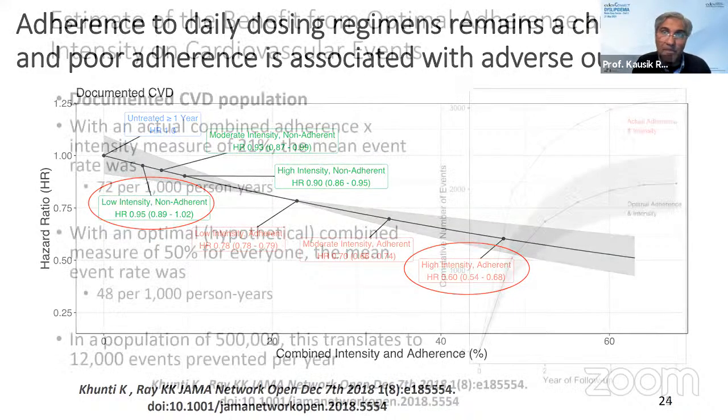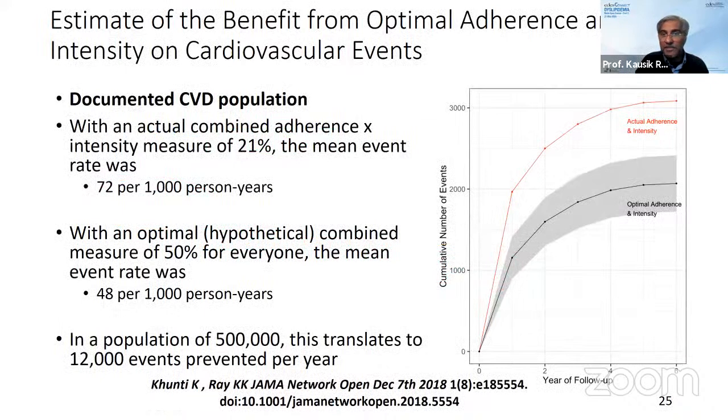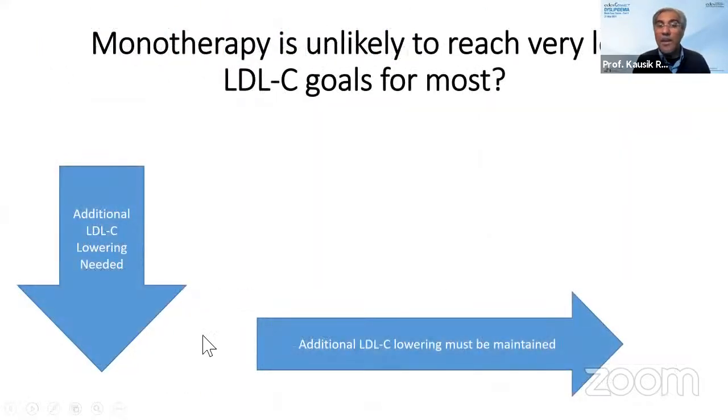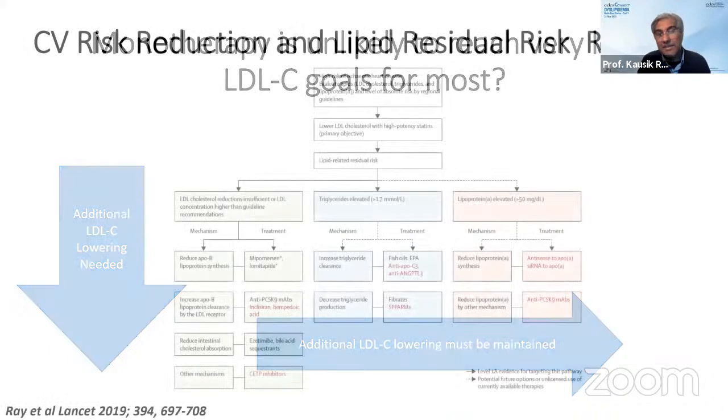So from a population perspective, in the UK, for instance, looking at how we're prescribing and how patients behave in an ASCVD population basically means that there are 72 events occurring per 1,000 per year. If we had optimal prescribing and optimal adherence, this number could fall to 48. This means for 500,000 people, there would be 12,000 events prevented per year. So that's what population health kind of looks like. We need additional LDL lowering, but we need to have this maintained.